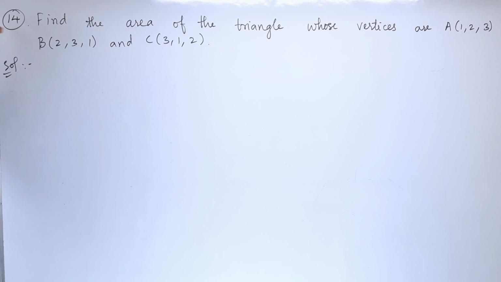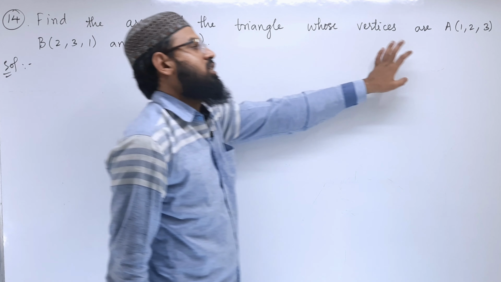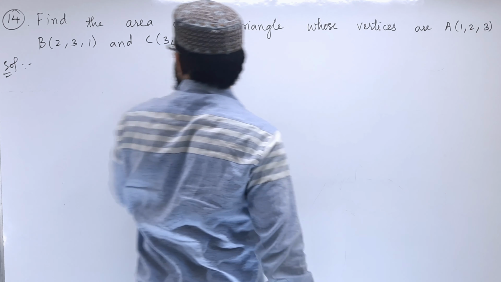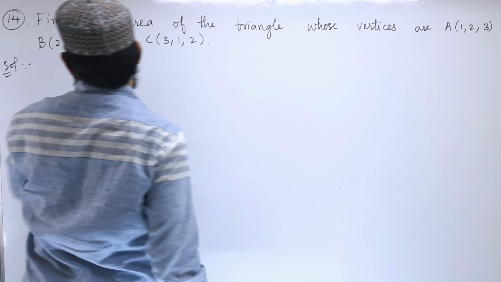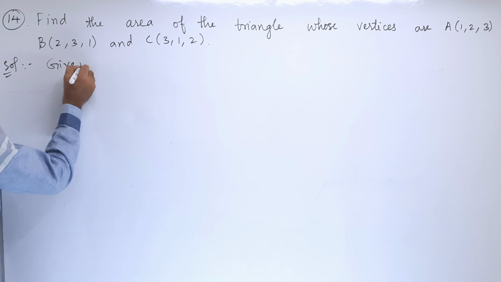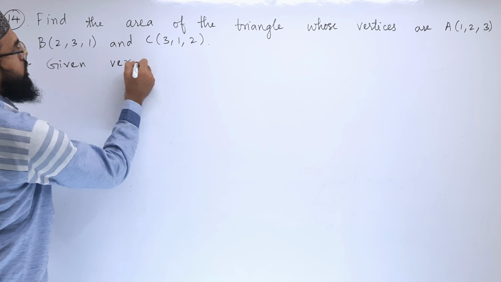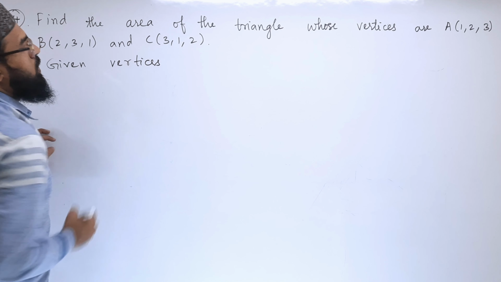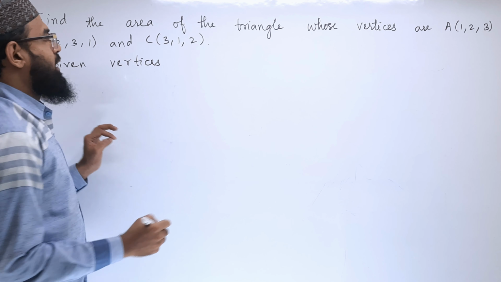14th problem. Find the area of the triangle whose vertices are A (1, 2, 3), B (2, 3, 1) and C (3, 1, 2). So let us write the given vertices. We need to find out the area of the triangle.